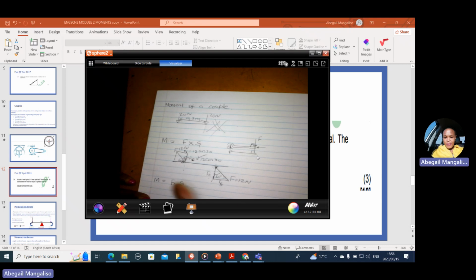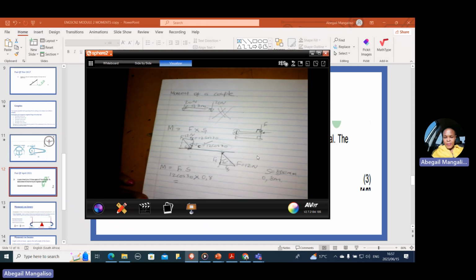Now, the moment of a couple just needs one force. We don't have to resolve this side. It's the magnitude of one of the components multiplied by the distance between them. So the component that will have turning effect is 12 cos 30, multiplied by the distance, which is given as 800 millimeters. You have to change this distance to meters, so it will be 0.8 meters, the distance between the forces.